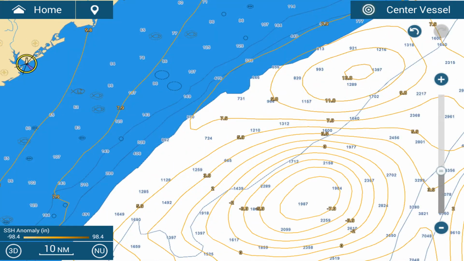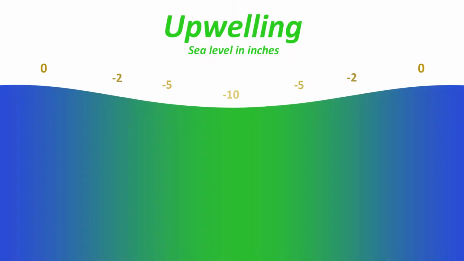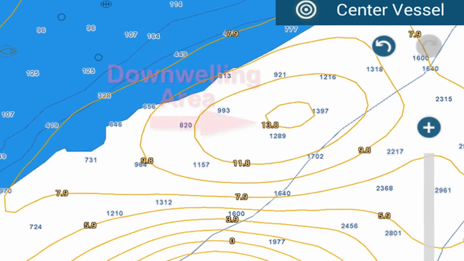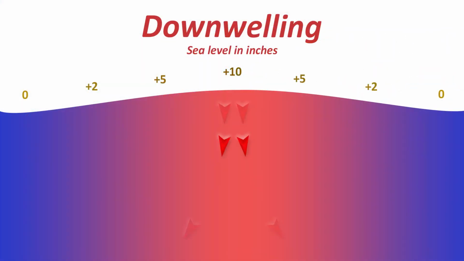Upwelling locations are areas of the ocean below the normal sea level that indicate where sea level is rising. These areas create favorable conditions for attracting bait and game fish, as they often bring nutrient-rich water up from below. Conversely, downwellings are areas of the ocean above sea level that indicate where ocean level is falling. These are often nutrient poor and don't support favorable fishing conditions.